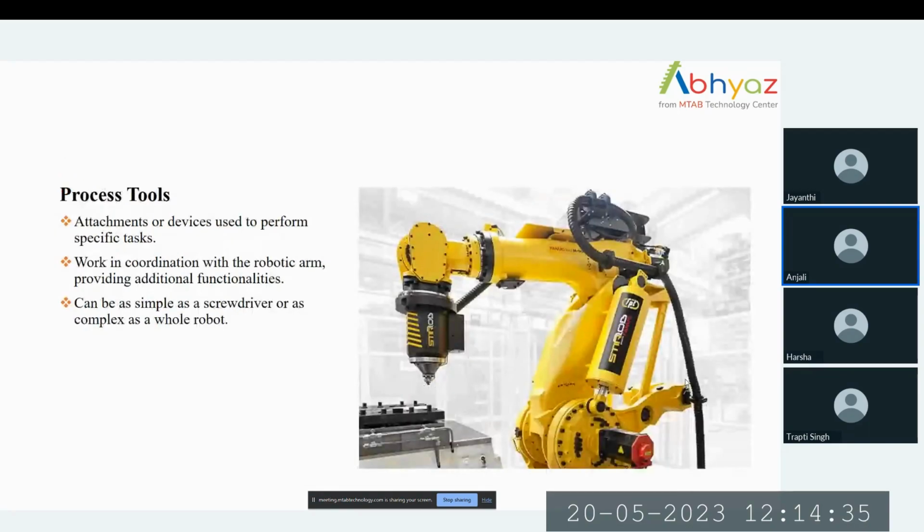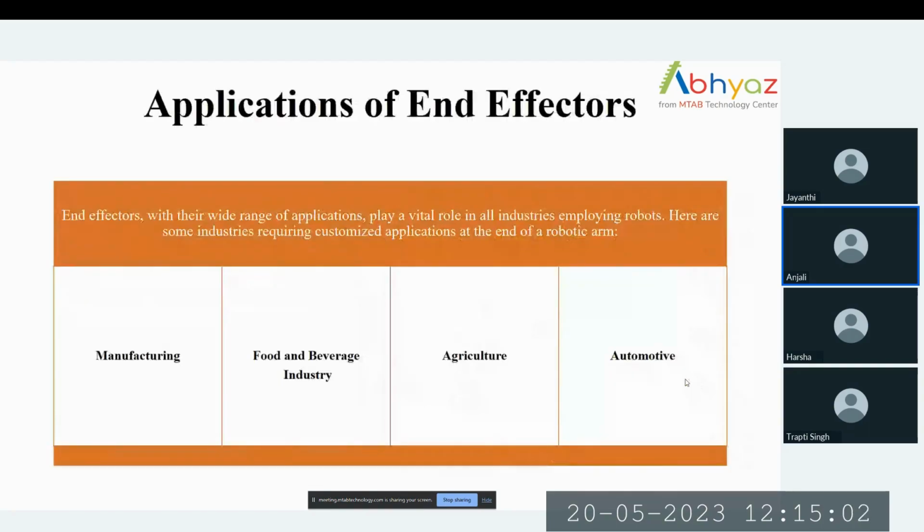The next one is process tools. Process tools in the robot end effector are attachments or devices used to perform a specific task. They work in coordination with the robotic arm and provide additional functionalities to the robot. It can be as simple as a driver, but also as complex as a whole robot. You can see in the figure where it is performing a task on an object.